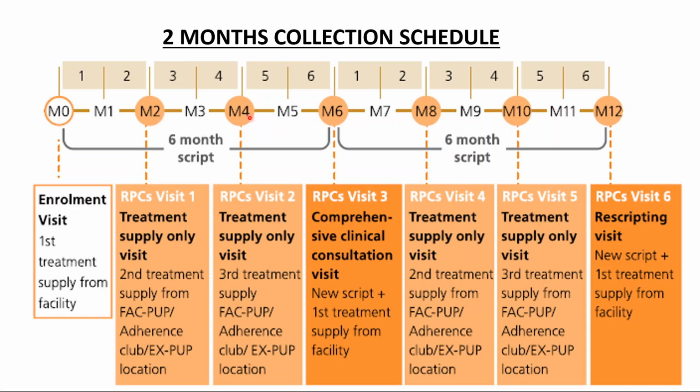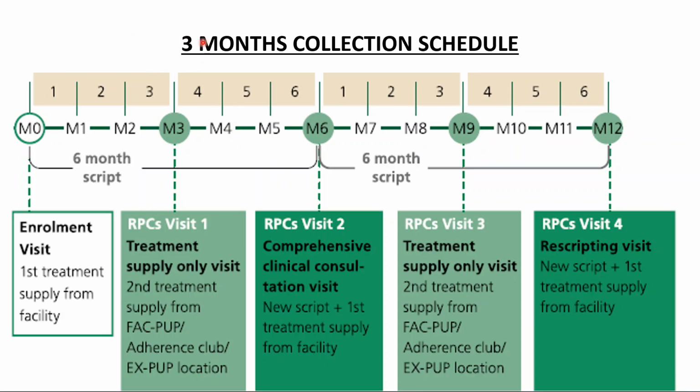But now, in a 3-month collection cycle, they come once on month 3, and then they go to the facility to have their script renewed. And they go again once for pick up, and they go again for renewal. But if the script is for a 12-month cycle, they will only pick up here, pick up there, because they do not have to renew. It's 12 months and pick up. So they will pick up 3 times, and then they will go once for a visit.